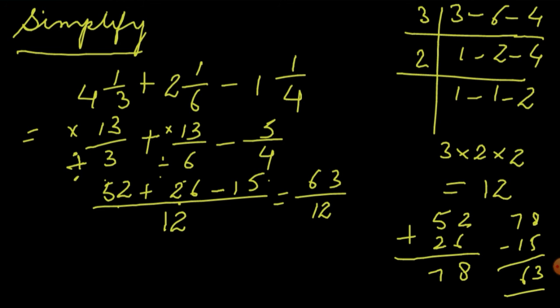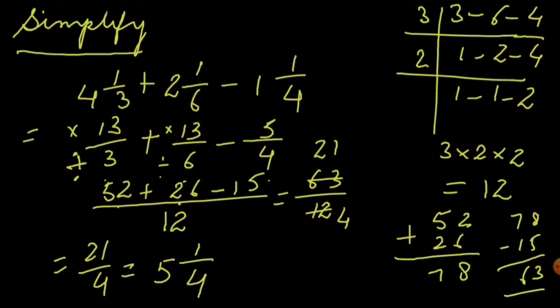Now see if there is any common number which can divide both the numerator and denominator. Yes, both are divisible by 3. So let's divide by 3's table. 3 4s are 12, 3 21s are 63, and it is 21 upon 4. So it means 21 upon 4 is to be converted into a mixed number. 4's table, 4 5s are 20. 5 is a whole number, 1 is left. So 5 1 by 4 is the answer.